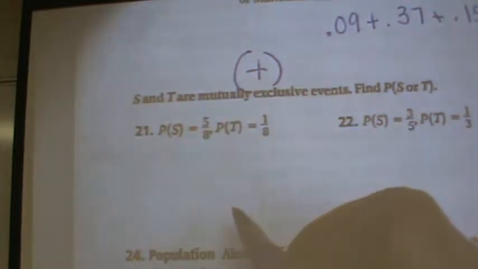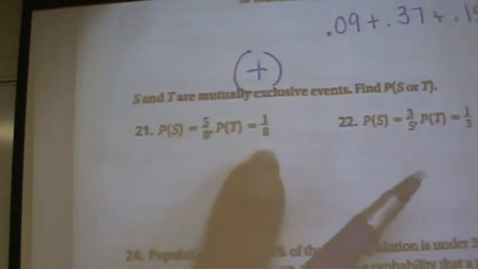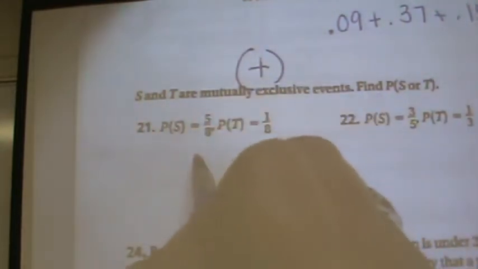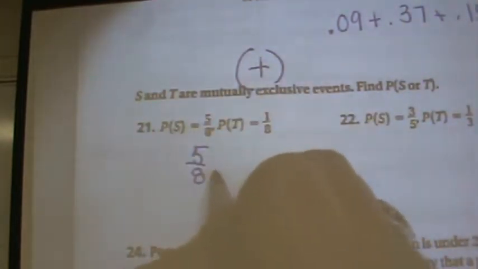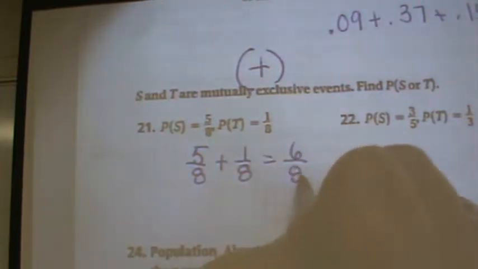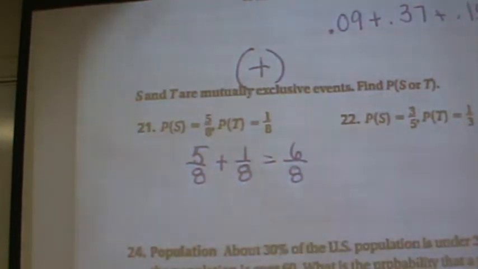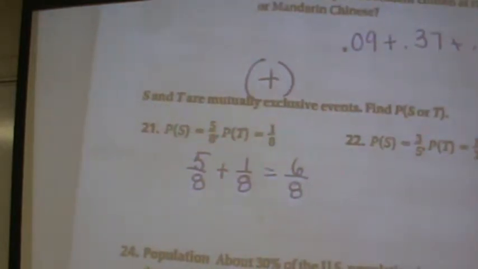So can you tell me, if I tell you the probability of event S happening is 5/8, and the probability of event T happening is 1/8, and they're mutually exclusive, what would you do with 5/8 and 1/8? You add them, and what do we do with all of our fractions? Reduce them. So what do you get? 3/4. Next.